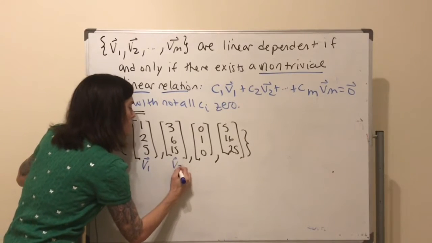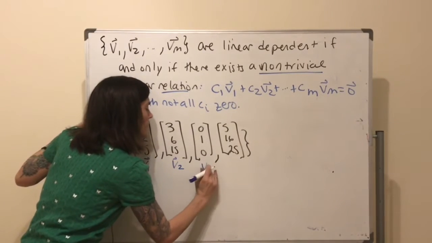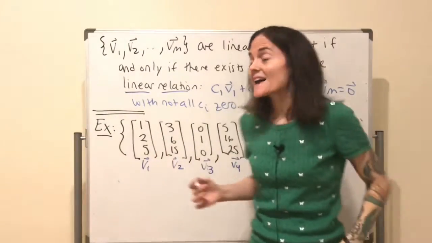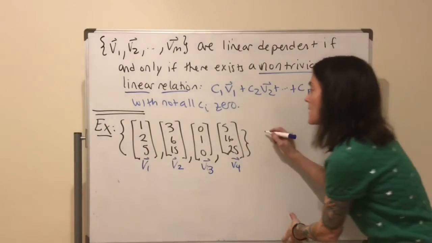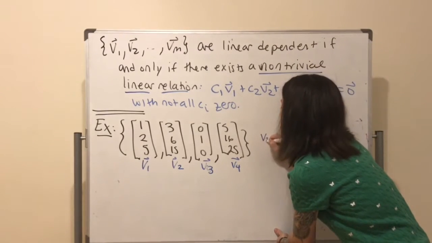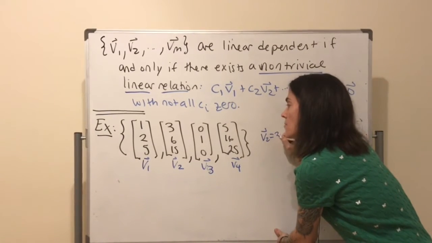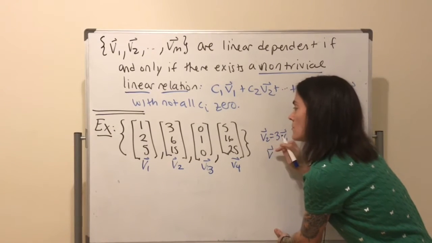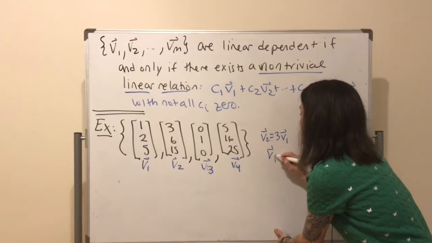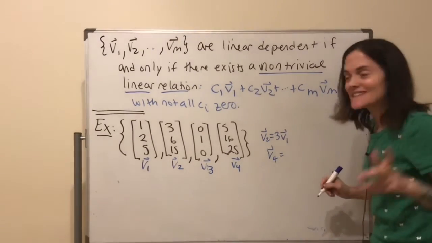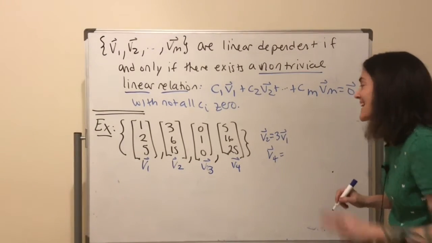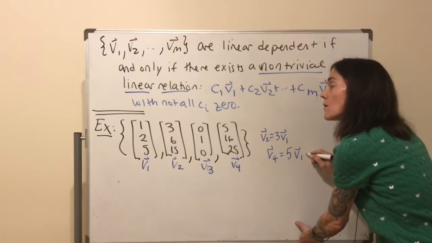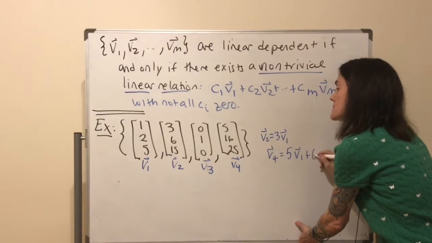If I call this V1, V2, V3, V4, then we had, and this is how we started today, that V2 was 3V1, and we also had that... oh yeah, we're okay. That's right, I thought I had my indices off. It looks okay. And then we had V4 was 5V1 plus 6V3, right?